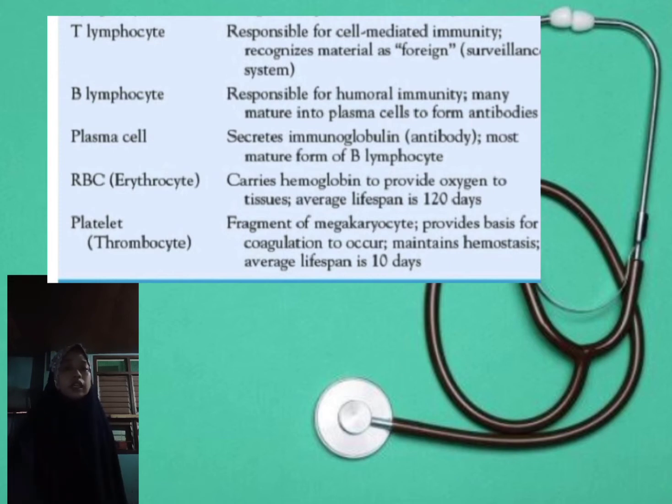And the platelets, or thrombocytes, are fragments of megakaryocyte, provide the basis for coagulation to occur, and maintain hemostasis. The average lifespan is 10 days. Platelets prevent hemorrhage from defects in the blood vessel wall by forming an aggregate at the site of injury.